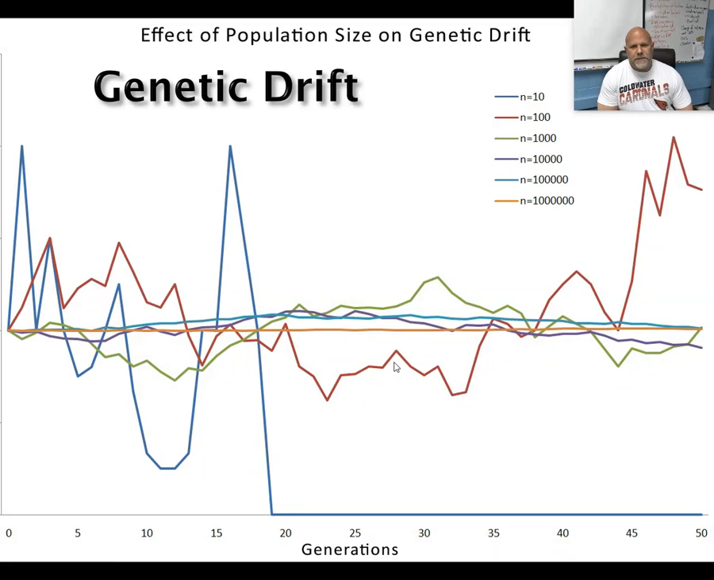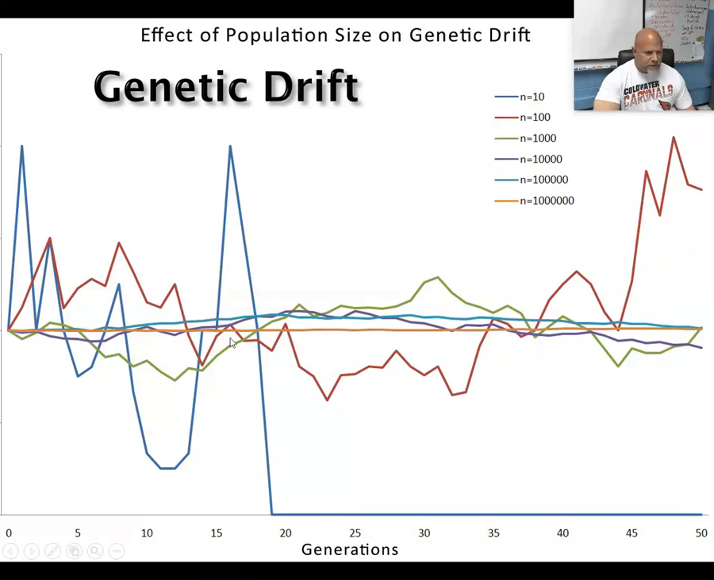Genetic drift is when things change just due to chance. Sometimes that happens. This is a computer program where they wanted to see how quickly the population would drift one way or another. And if you set the population at 1,000,000, the orange line hardly drifts at all. But as the population gets smaller and smaller and smaller, you get more and more drift.